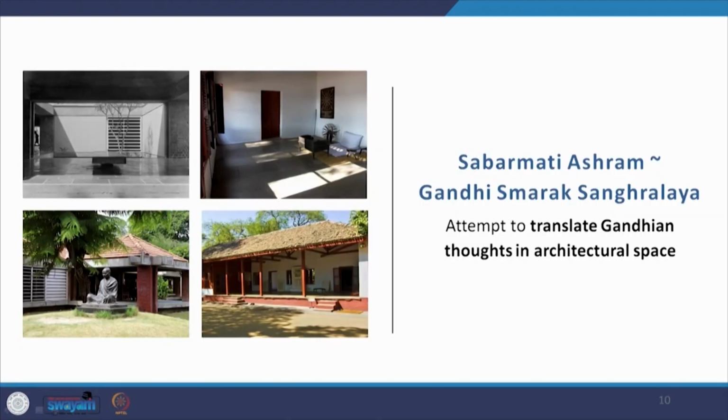So this is an attempt to translate Gandhian thought into architectural space. If you look at, for example, Gandhiji's room in the Sabarmati Ashram and compare it with the spaces within the Sangrahalaya, they are as minimal and frugal as his own personal space was, and the way the form has evolved is also drawing on the pyramidal roof form of the Sabarmati Ashram. As you can see, this is a pyramidal roof form, and the Samarak Sangrahalaya also draws from a similar roof form.